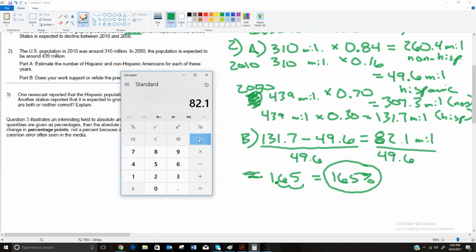82.1 divided by 49.6. Usually we're used to the number on top being smaller than the number on the bottom, but in this case it's not. They've actually rounded this wrong, so I'm going to fix this. It's actually 1.655, and so it should be 166%.